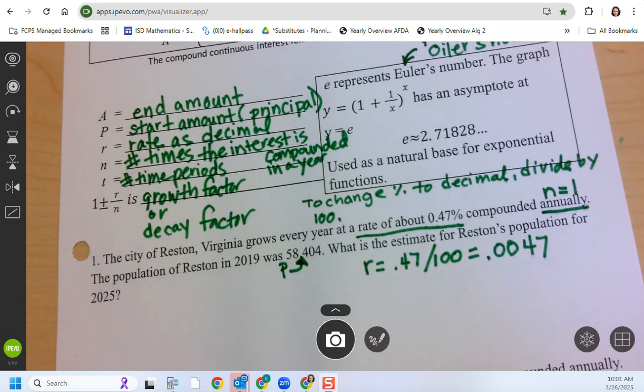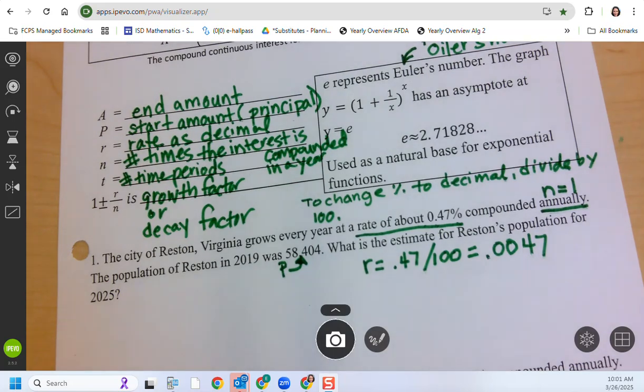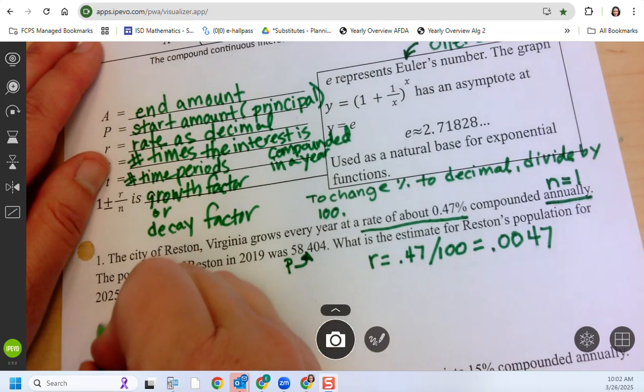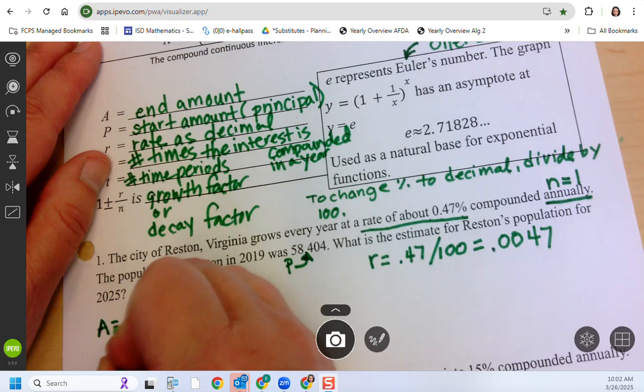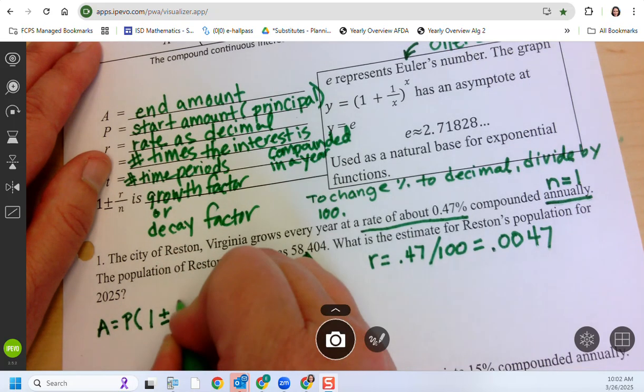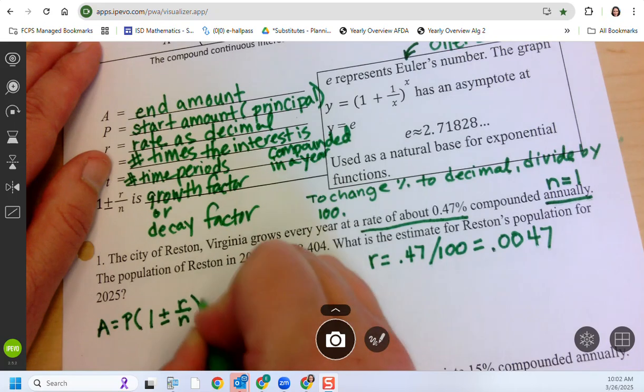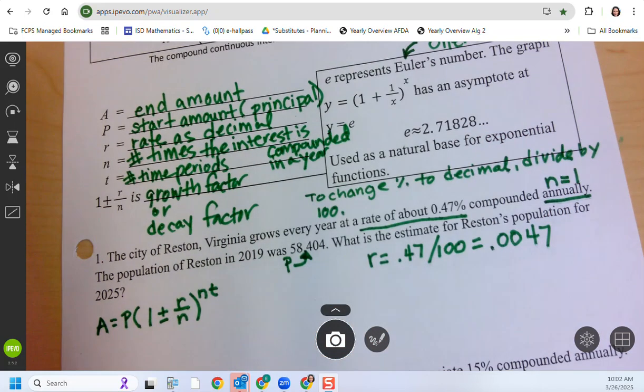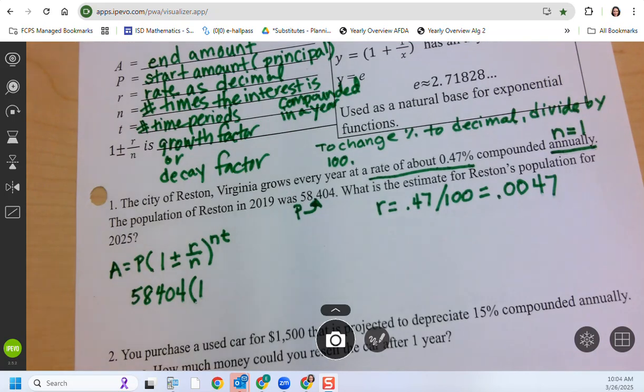Let's focus. The P is this number. 58,404. We don't do plus or minus. It's not like the quadratic formula where there's two answers. There's just one answer for the population. Plus, right, because it increases? All right, Rodrigo says it's plus because it increases. Who agrees? Yeah, it grows every year. All right, very good. Good referencing the problem. It grows every year, so it is going to be a plus. If it was going down, that does happen sometimes in population, then it would be minus, okay? All right, so we're going to use the plus.